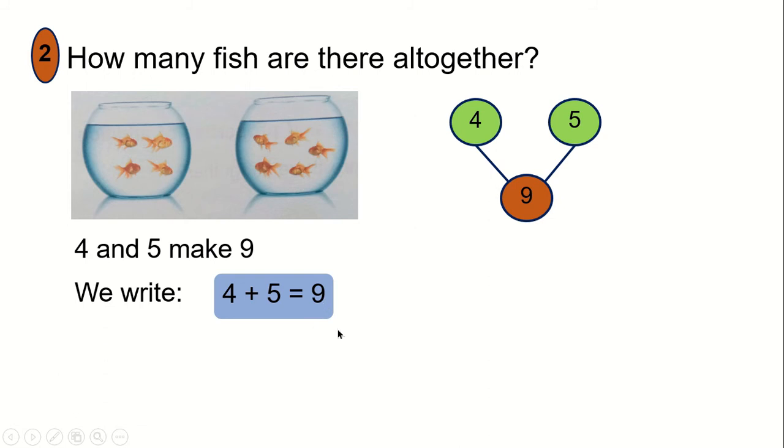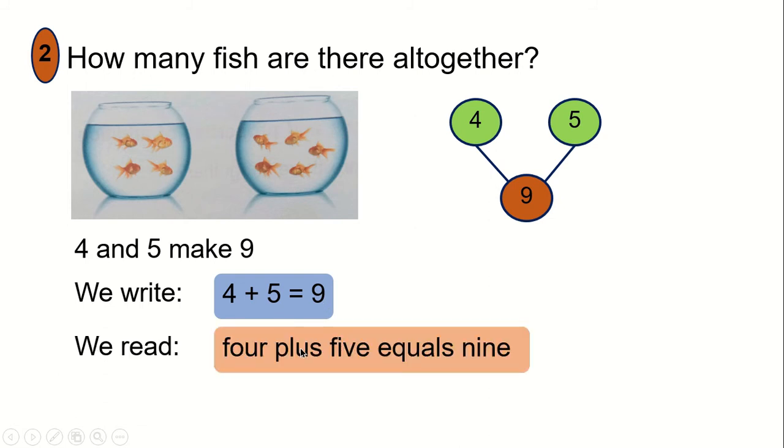Okay, and we can read it as 4 plus 5 equals 9. Very good. Okay, there are 9 fish all together.